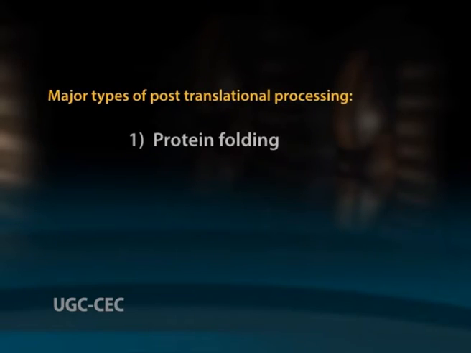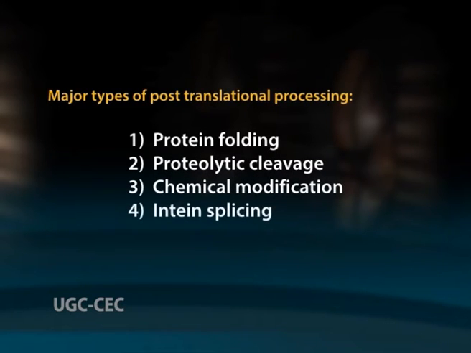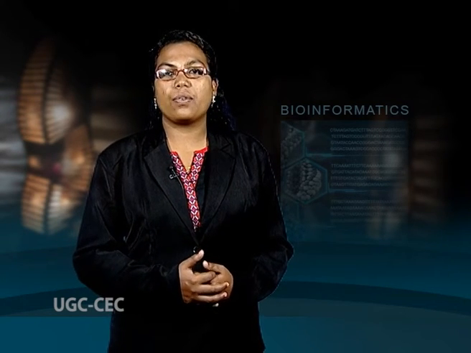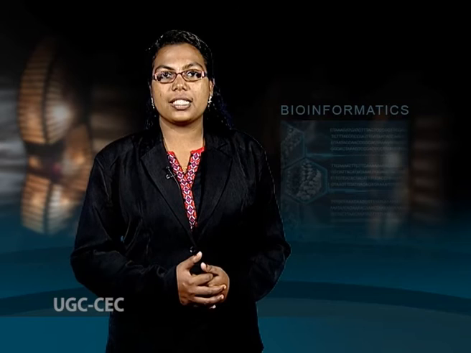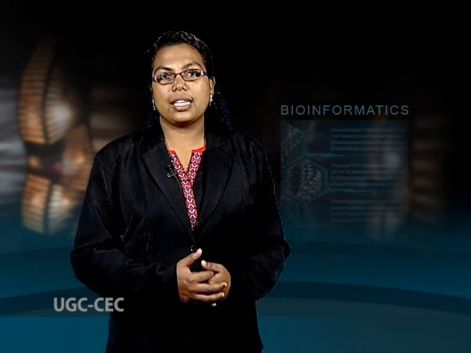The major types of post-translation processing are: first one, protein folding; second one, proteolytic cleavage; third one, chemical modification; and fourth one, intein splicing. Often these different types of processing occur together, the polypeptide being cut and modified at the same time that it is folded. If this is the case, then the cutting, modification or splicing events may be necessary for the polypeptide to take up its correct three-dimensional conformation, because this is dependent on the relative positioning of the various chemical groups along the molecule. Let us discuss these concepts.